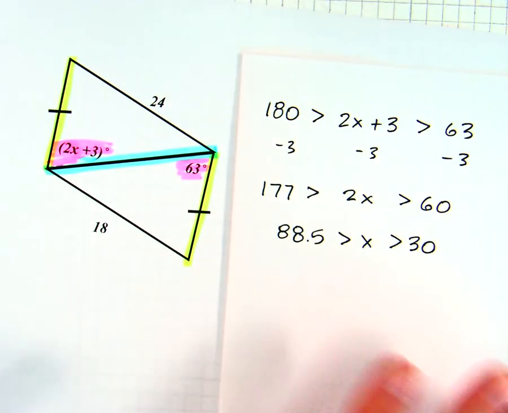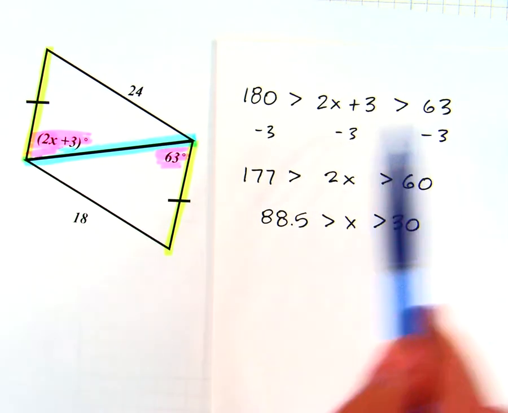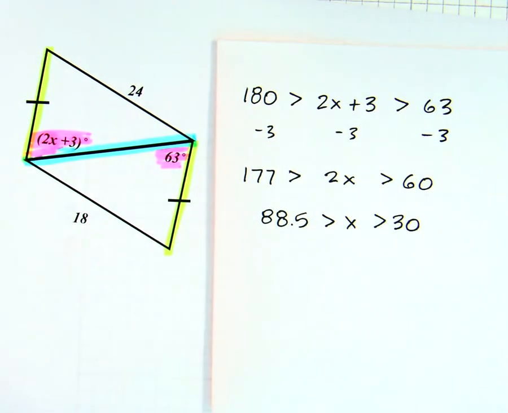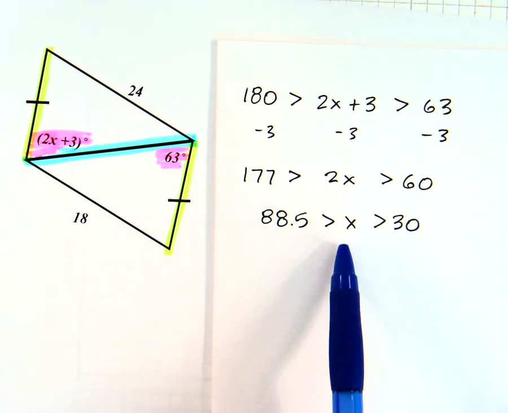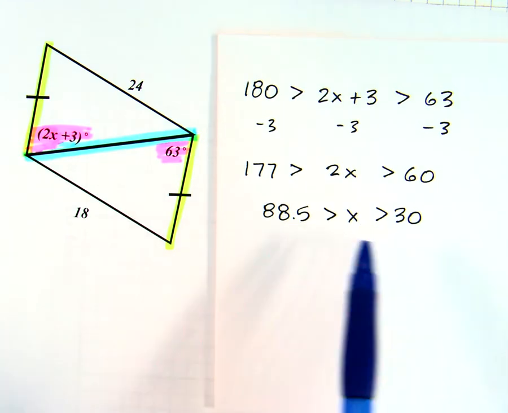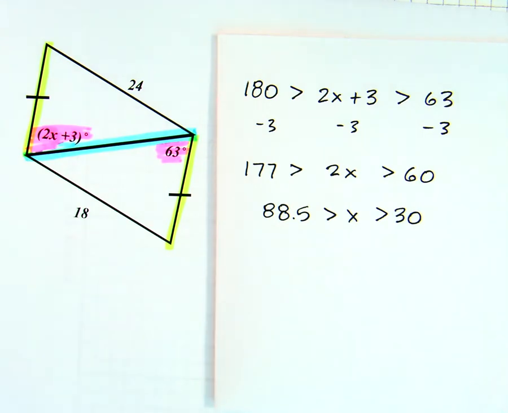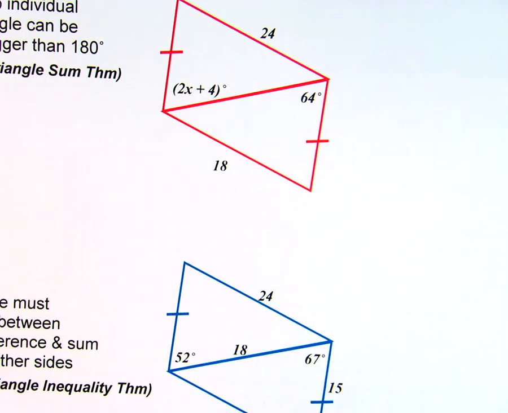Let's remind ourselves about solving compound inequalities. We must do the same operation to all three areas to be able to solve it. When we do that, we solve it down and we find out that the possible range for the value of x is between 30 and 88.5 to make a triangle here. So that's this one. We see that no individual angle can be bigger than 180 degrees. That's the one we just did.